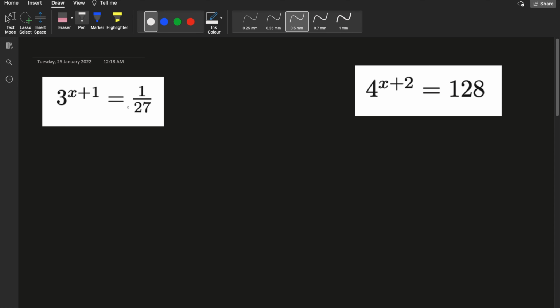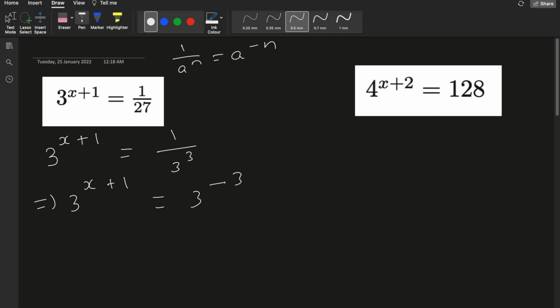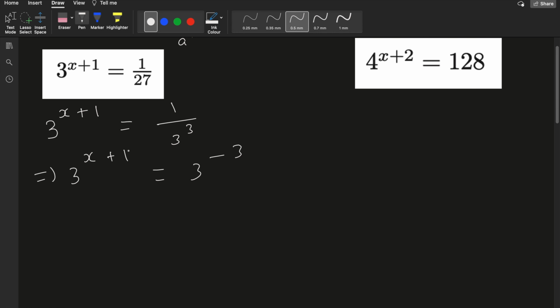So we know that 27 is 3 to the power of 3. So we can write 3^(x+1) equals 1 by 3 to the power of 3. And then using the rule 1 by a to the power of n equals a to the power of negative n, we can write 3 to the power of x plus 1 equals 3 to the power of negative 3. And since the bases are same, we can equate the exponents: x plus 1 equals negative 3, which implies that x equals negative 4. So this is our solution.